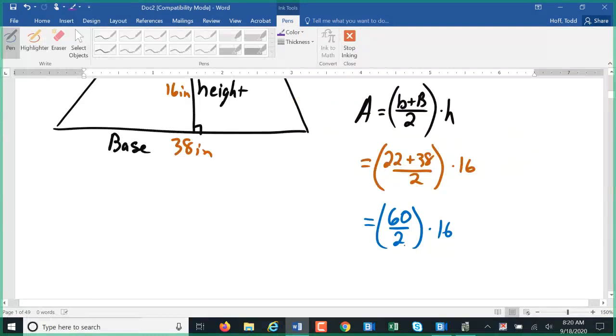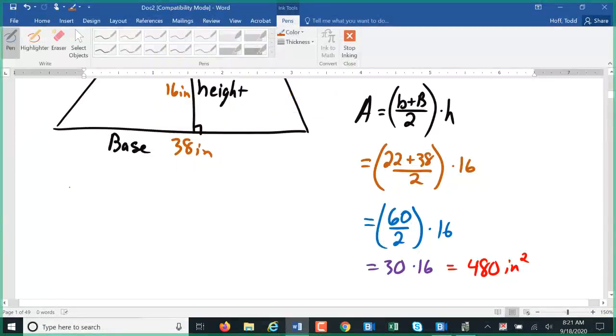Then we have to do the 60 divided by 2, which is 30. Now the parentheses are down to a single number, so I can get rid of them. And 30 times 16 is 480. Those were in inches, so that unit will be square inches.